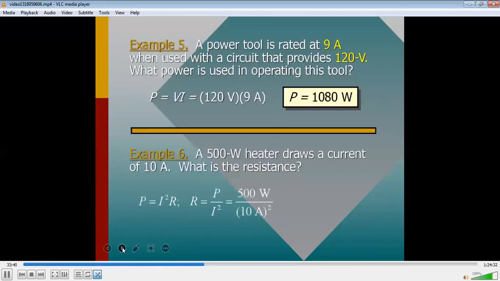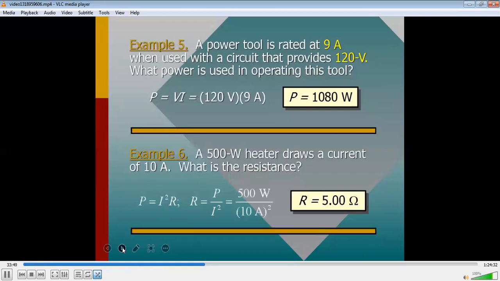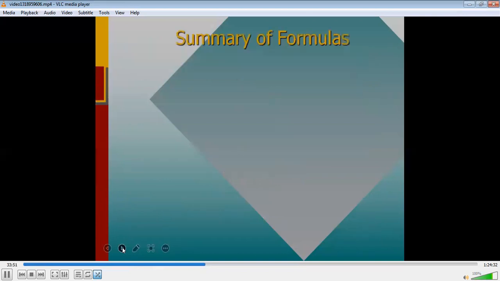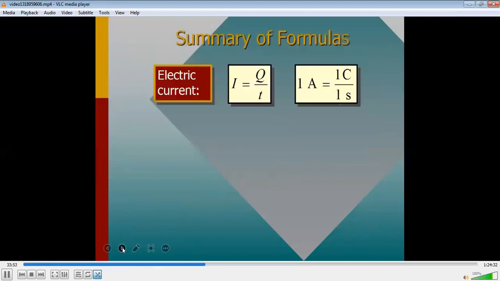Another example: a 500 watt heater draws a current of 10 ampere. What is the resistance? You must know P equals I square R, then R equals P by I square. So we get R equals the result.